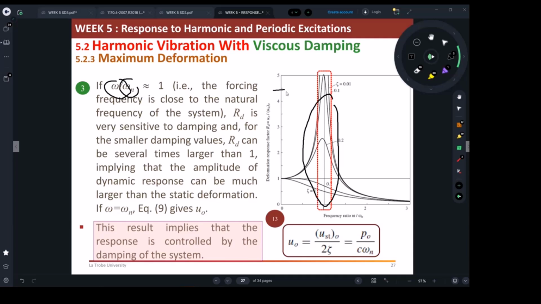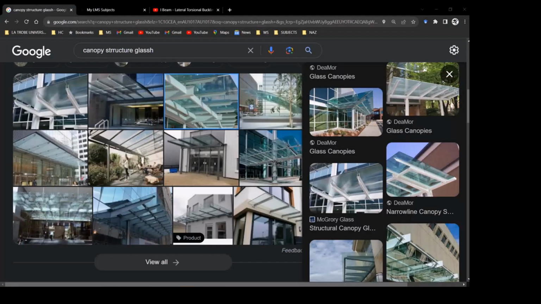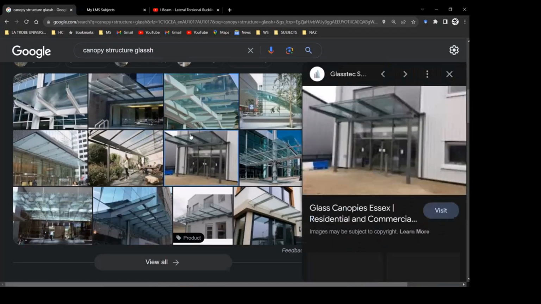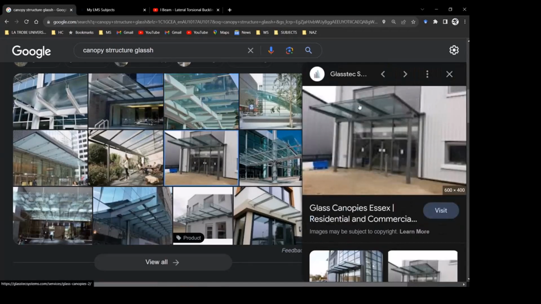So if statically you calculate that the glass system will be sagging 3 millimeters, which is not a problem. Dynamically, you multiply this 3 by 5, which is 15 millimeters, which is a problem for sagging glass. Glass will just break. Yeah. And you know, you see when any accident happens, usually the glass will give up because it's very sensitive to displacements.